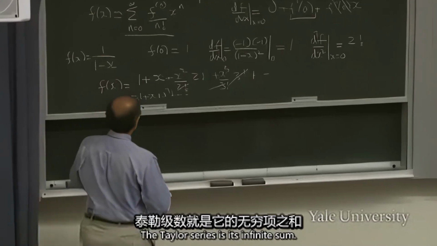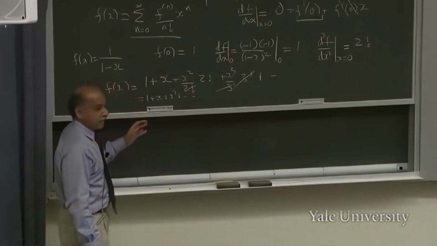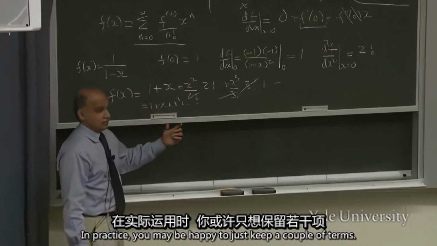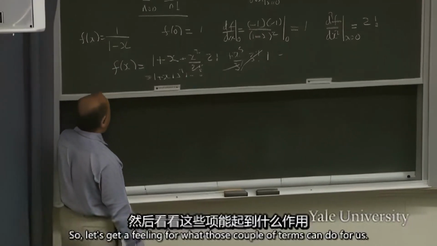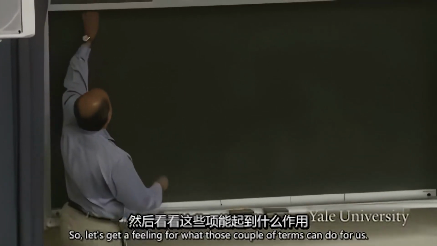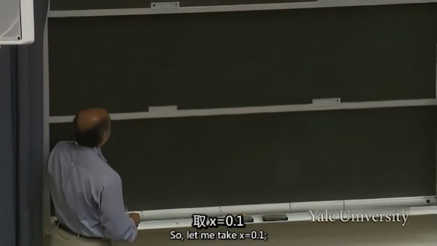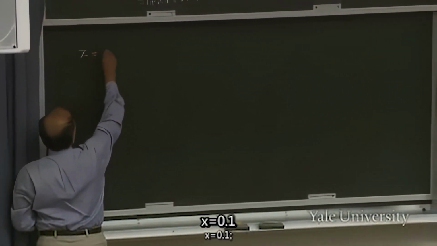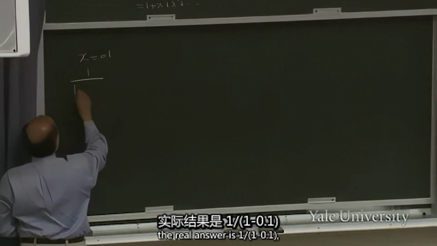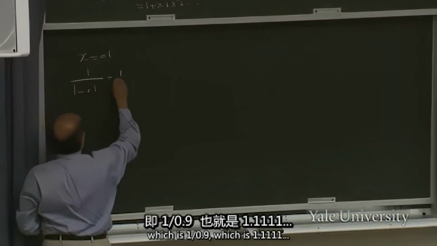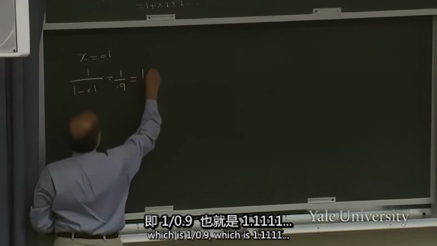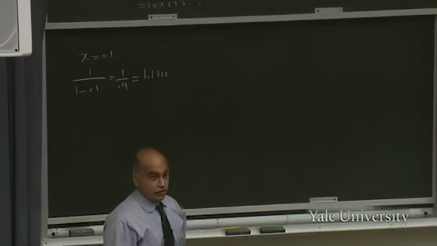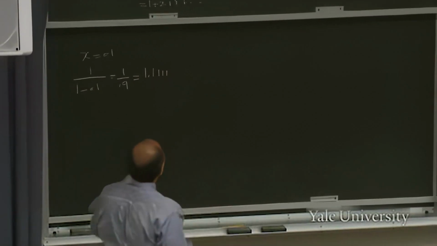The Taylor series is this infinite sum. In practice, you may be happy to just keep a couple of terms. So let's get a feeling for what this couple of terms can do for us. Let me take x equal to 0.1. The real answer is 1 over 1 minus 0.1, which is 1 over 0.9, which is 1.1111, etc. That's the target. What do you do with the series?